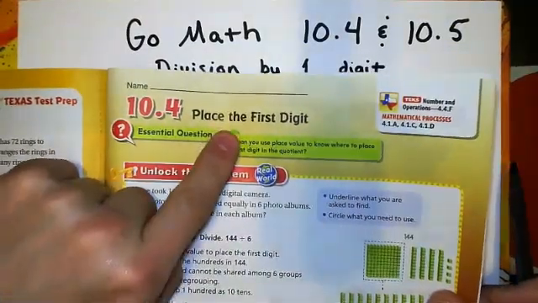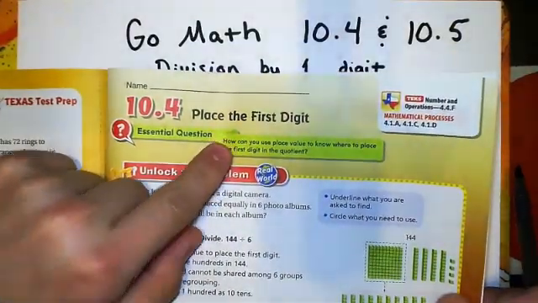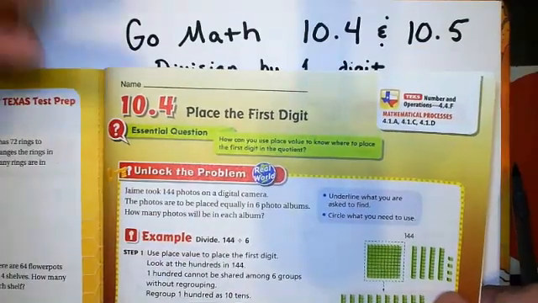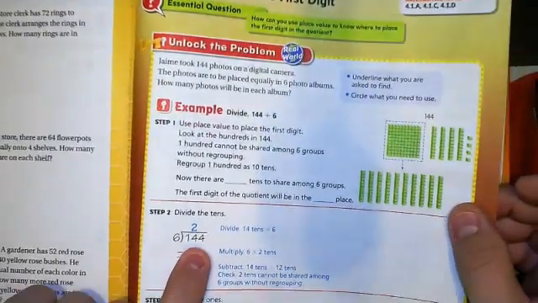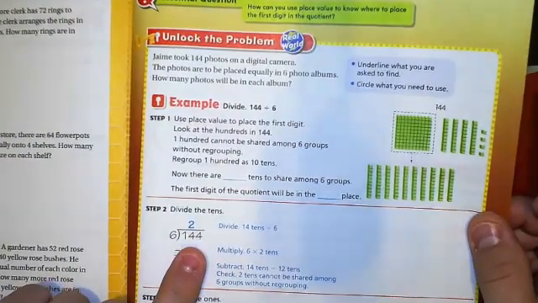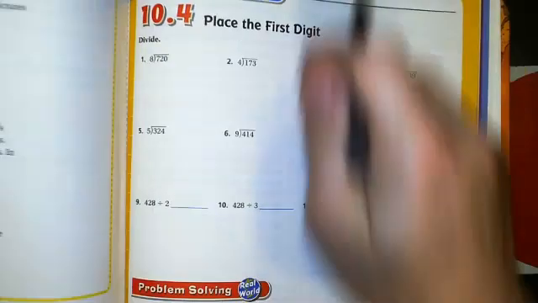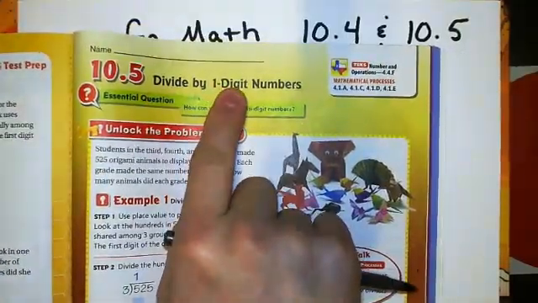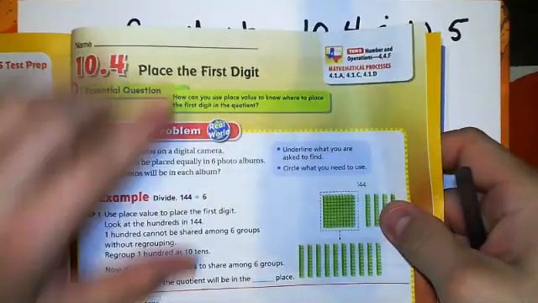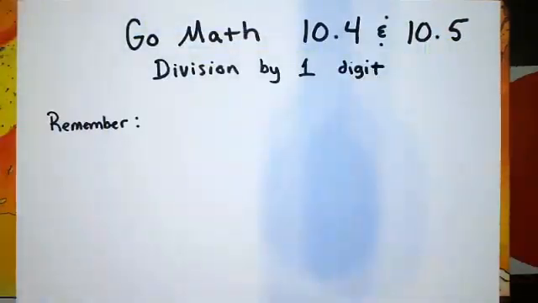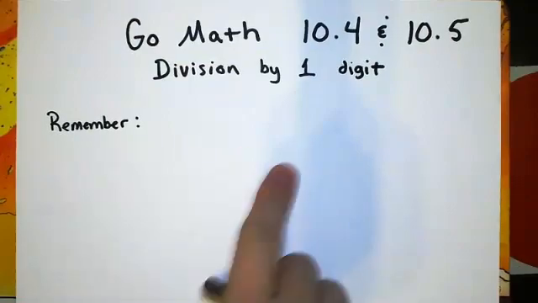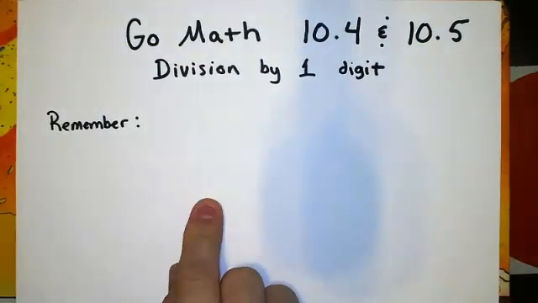10-4 is called placing the first digit, and it really doesn't do a whole lot. It's just dividing. It's all about getting the first digit, which if you can divide anyways, this is no big deal at all. And then 10-5 is just titled divide by one digit, but that's actually what you're doing over here too. So I'm going to just show you a review on how to divide.